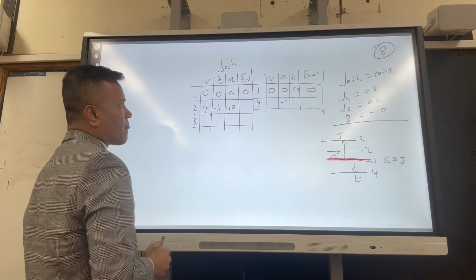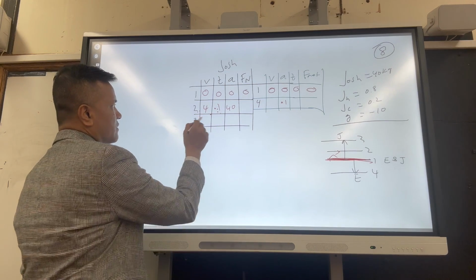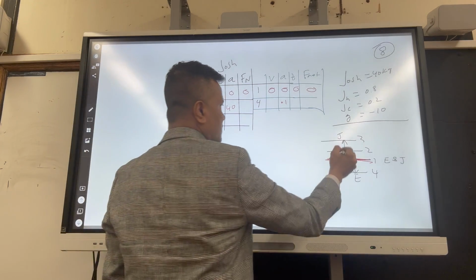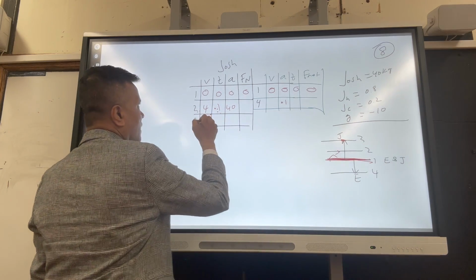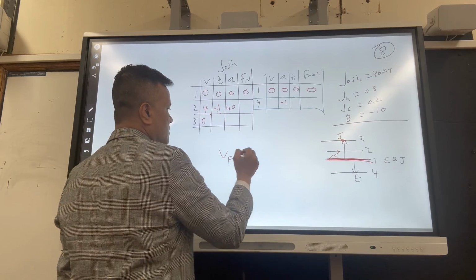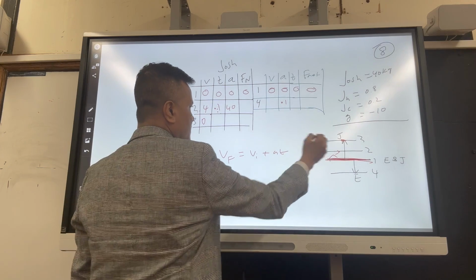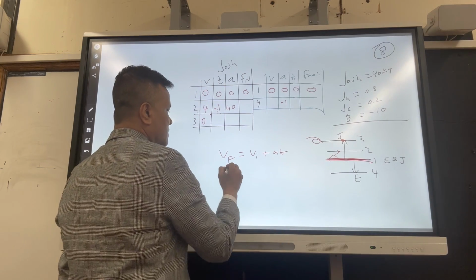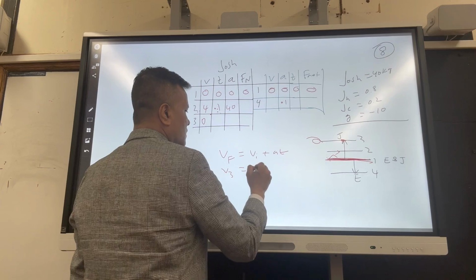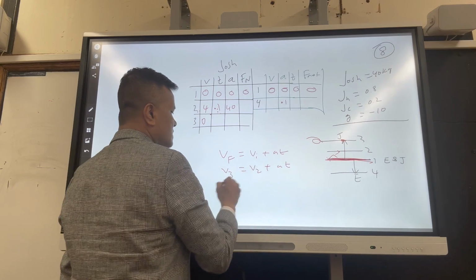Now we're going to find the velocity over here. What is the velocity over here? Velocity over here is 0. What is the time over here? Vf is equal to Vi plus at. What is Vf? Vf is location 3. What is Vi? Location 2 plus at. Location 3 velocity is 0.